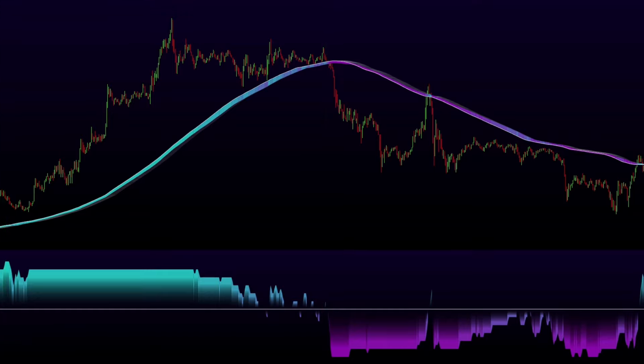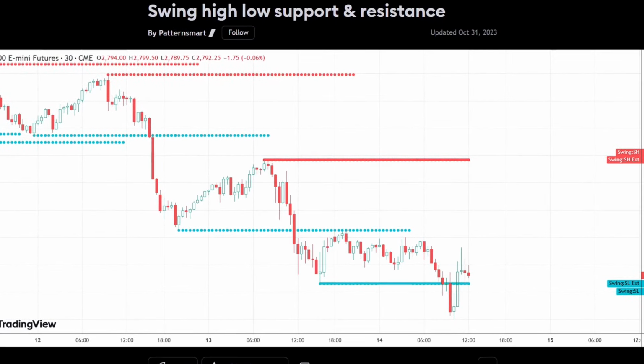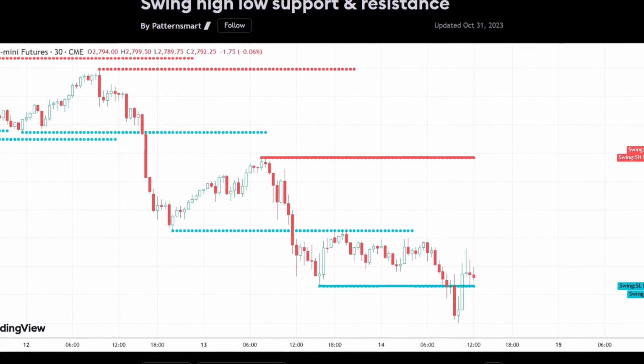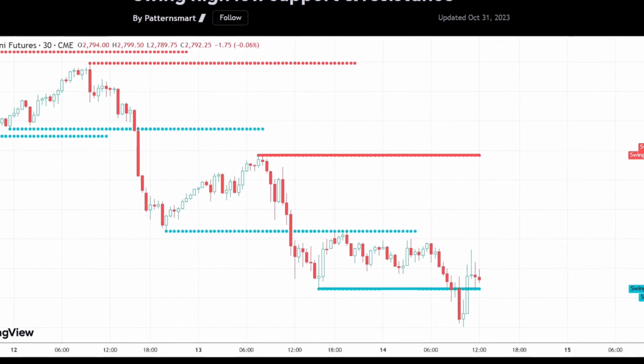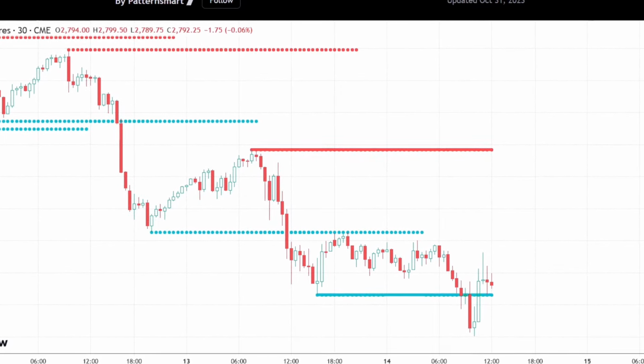The double ribbon does an awesome job showing us the trend direction, but we still need a precise entry point. That's where our next tool comes in handy. Our second tool, the swing high-low support and resistance indicator, is a game changer for pinpointing swing points. It highlights crucial swing highs and lows by drawing dotted lines at these levels.